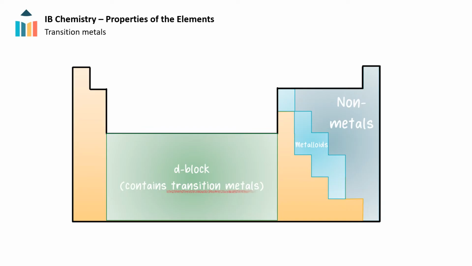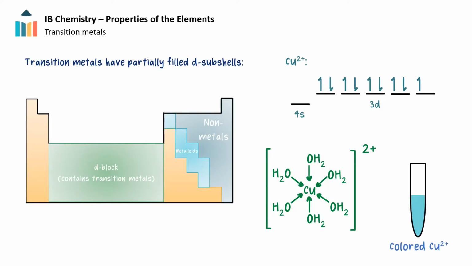The transition metals are an important class of elements found in the d block of the periodic table. These metals have partially filled d subshells or form stable ions with partially filled d subshells. For example, copper forms Cu2+ ions with 9 electrons in the 3d subshell.